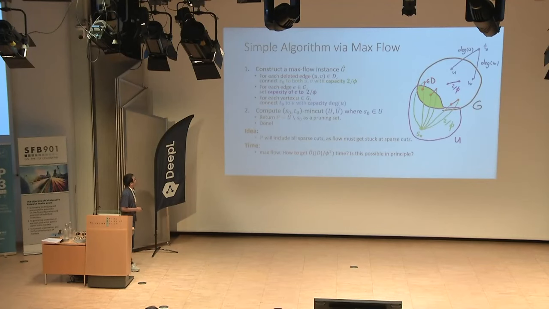Okay. But you see, the time that you take for doing this is one max flow, which is at least linear time. You need to read the graph, right? How can we hope to get something that is independent from n, from the size of the graph, just local to the deletion? Is this even possible in principle?